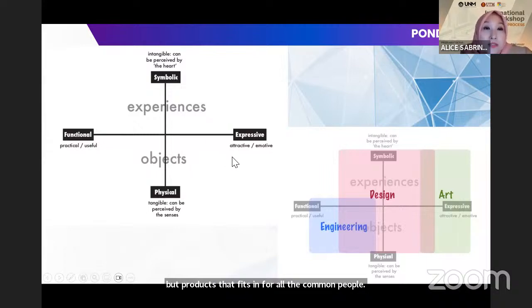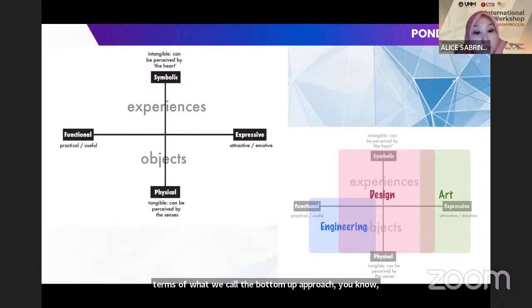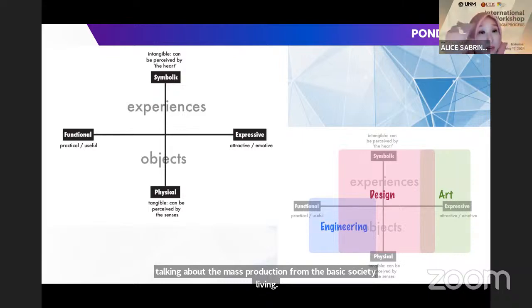So when we talk about the why, the what if, and the how in the design process, it always has to relate with experiences, feeling, empathy, values. And these are very important because when you design a product without the feeling and the experience of the people, you will not design a good product. Maybe you will design a designer's bag like Gucci, but it can only be owned by a certain few people. But we talk about how China became a mass producer fulfilling the needs of the people, because China has experience with the bottom-up approach, mass production from basic society living. And it doesn't only tackle the high bourgeois, or what we call orang bangsawan, the higher few people.